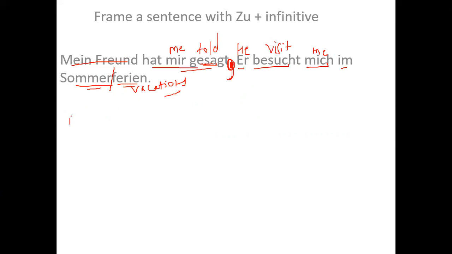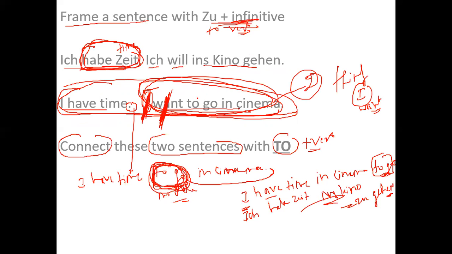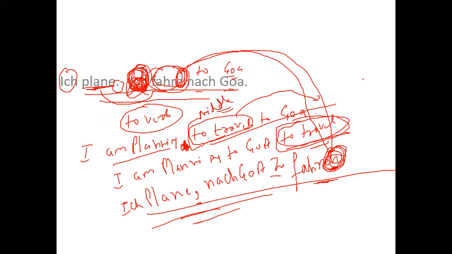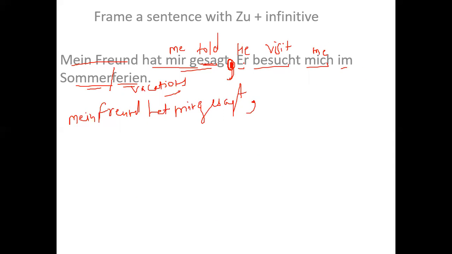So I will write mein Freund hat mir gesagt, and then I shall write a comma. Now the second rule says remove the repeated subject of the second sentence, right? Now the second sentence is this one. Now I need to remove this "he"; I should not write it, so "he will not come here", right?